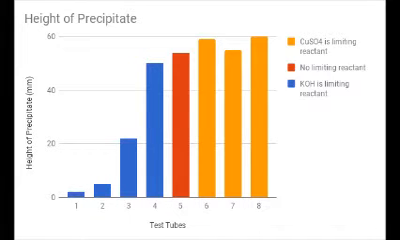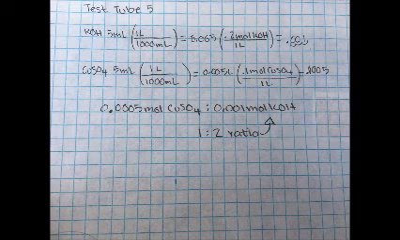In tubes 1 through 4, the precipitate increased in height due to the limiting reactant being KOH. On the other hand, the precipitate leveled off in tubes 6 through 8 because the limiting reactant changed to CuSO4. It becomes the limiting reactant because it can only produce 5 milliliters of precipitate. Tube 5 had no limiting reactant or excess.